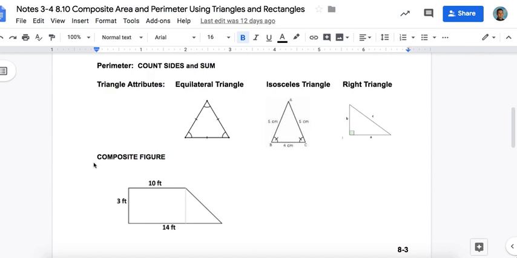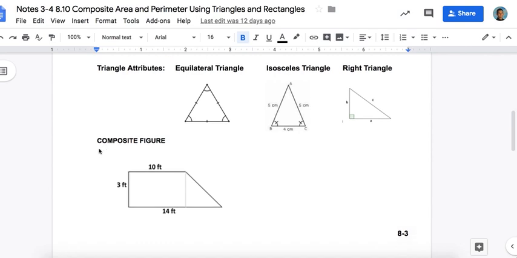So here are some triangle attributes that we need to review. The first is equilateral triangles. Notice in an equilateral triangle, all the sides are the same and all the angles are also the same. In an isosceles triangle, two sides are the same and two angles are the same. And then in a right triangle, we have two legs and we have a hypotenuse that's opposite the right angle.